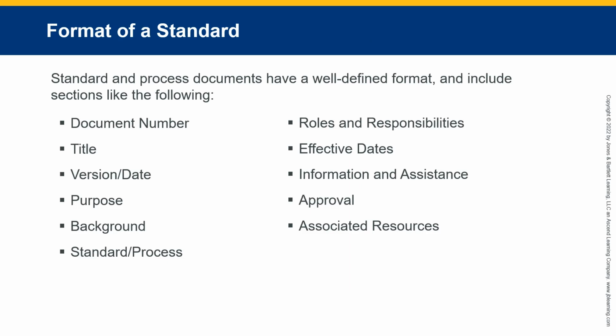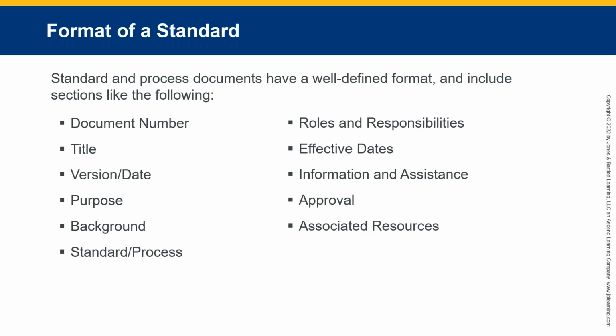Format of a standard. Standard and process documents have a well-defined format and include sections like the following. Document number uniquely identifies the document and usually categorizes the document as a policy, standard, procedure, or guidance. Title identifies the topic of the document. Version and date identifies the version and date of the document. Purpose provides measurable objectives and goals. Background explains why the standard was put in place.